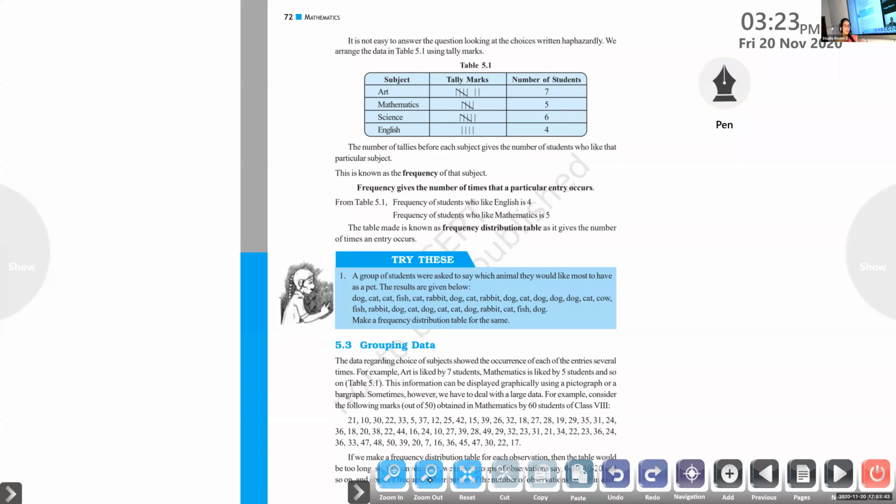Our first step is collection of data. In data handling, the first stage is the collection of data. After collecting data, we have to analyze the data. Okay, for the further study, we need to analyze the collected data. For analyzing the data, what we will do, we have to prepare some tables.